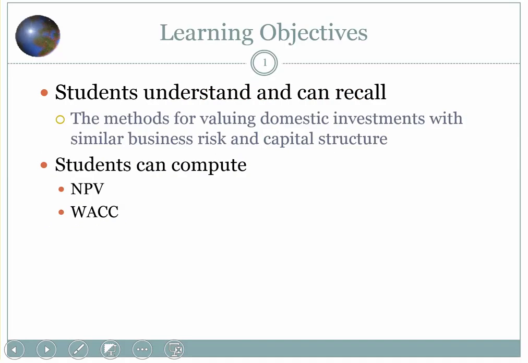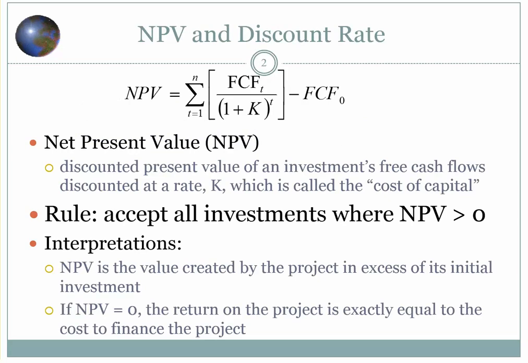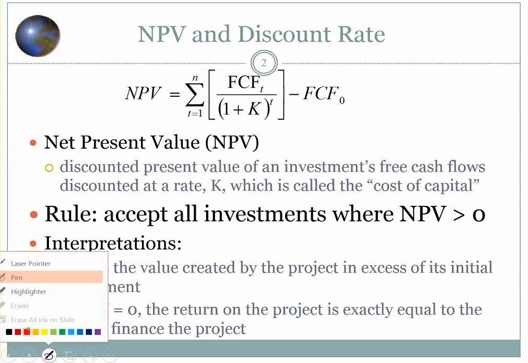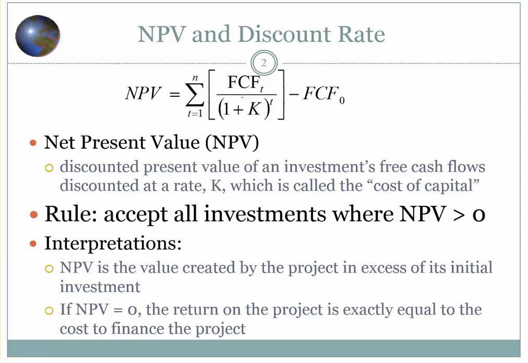In this topic, we'll look at the basics of calculating WACC and NPV. First of all, definition. We'll call NPV, or net present value, the discounted cash flow of a project, where the cash flows are discounted at some rate K. We'll call that K the cost of capital.